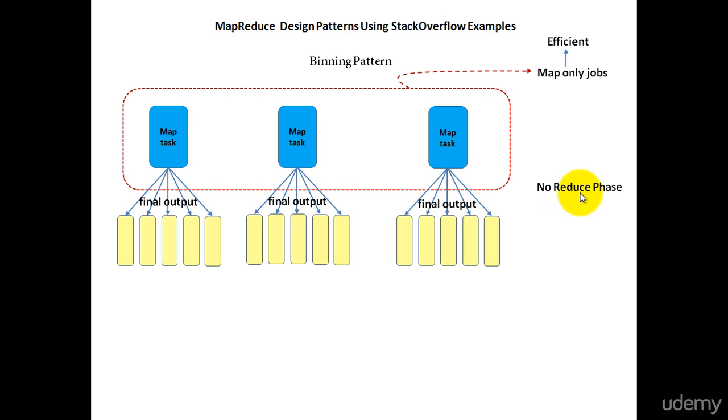And since there is no reduce phase, map output will not be partitioned, it will not be sorted, and it will not be shuffled. Since all these phases are not executed, map-only jobs are obviously more efficient than the traditional jobs. Since map output itself is the final output, it is stored in the HDFS to make sure that the final output is reliable.